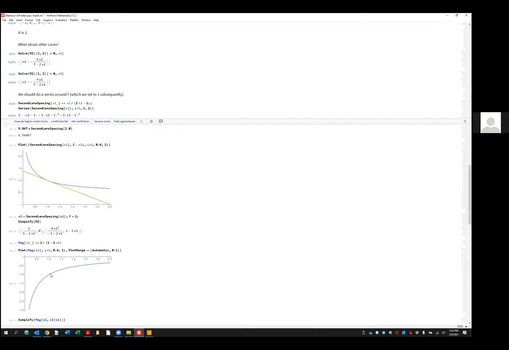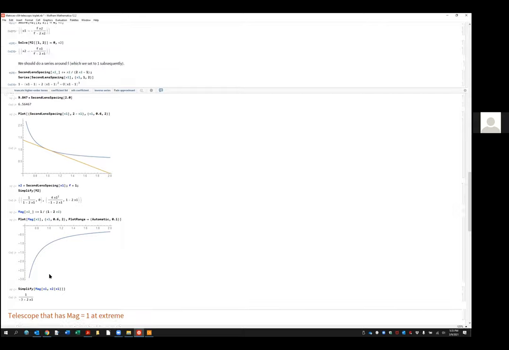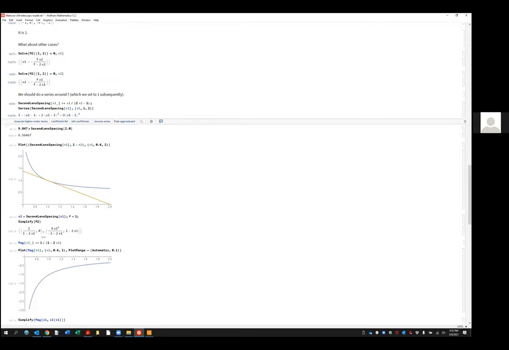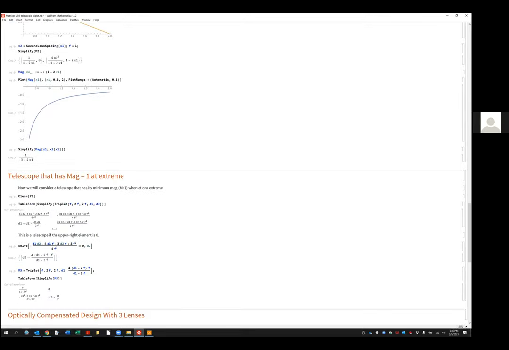We can look at the magnification, and we're working in units where the focal length of the first lens is one. And sure enough, if the separation is one, we get a magnification of negative one. And we could try a few other situations.